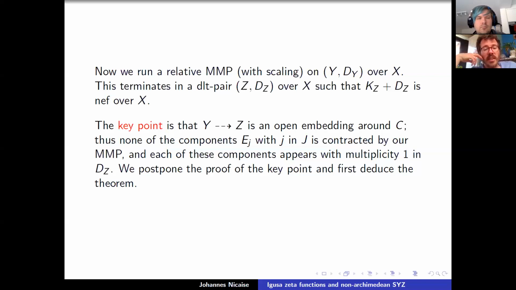So in order to explain these key points, I will need to answer Dimitri's question and say something more about the exact steps of the MMP. I'm going to postpone that for a little bit and first continue to deduce our theorem from this key point.